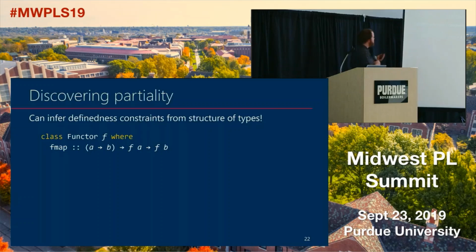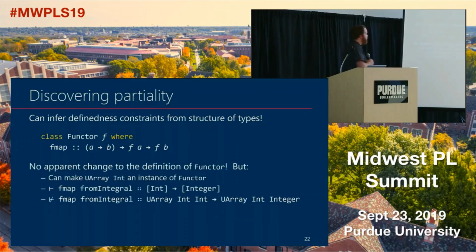And in our system, this is how you write the functor class, right? You say you have a type F as a functor if the fmap takes an a to b and an F of a to an F of b, right? So we have no apparent change to the meaning of functor. I say apparent because we've had to rethink what we mean by the implicit star arrow star here. But having adjusted our mindset, we have no change to the text of the program. But now we can do things like making uArrayInt an instance of functor, and it behaves the way we want it to. We can still fmap from integral across arrays of ints, or I'm sorry, across lists of ints.